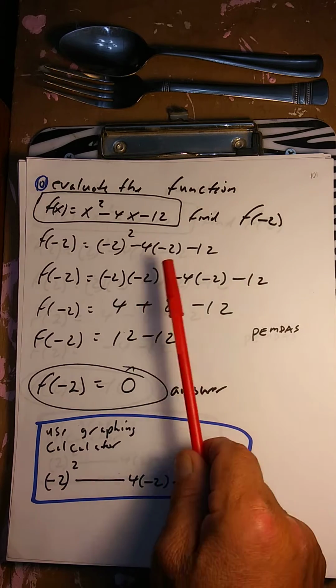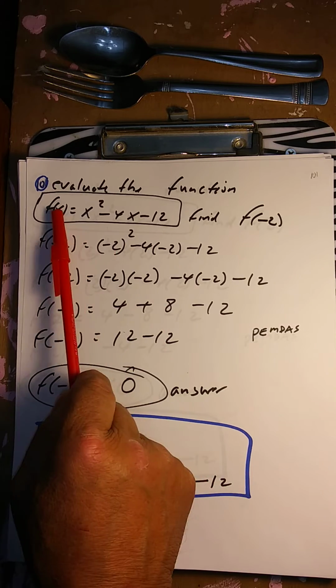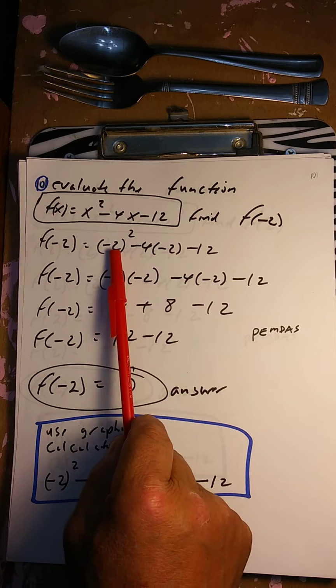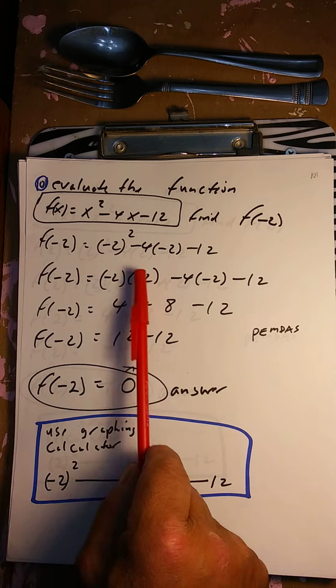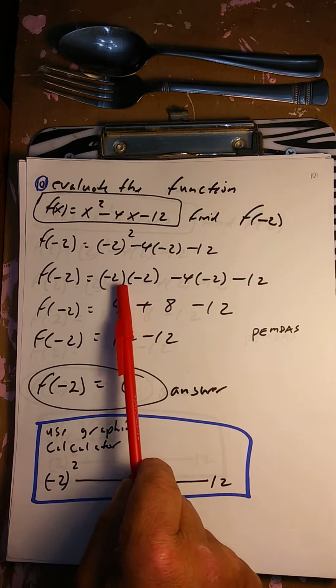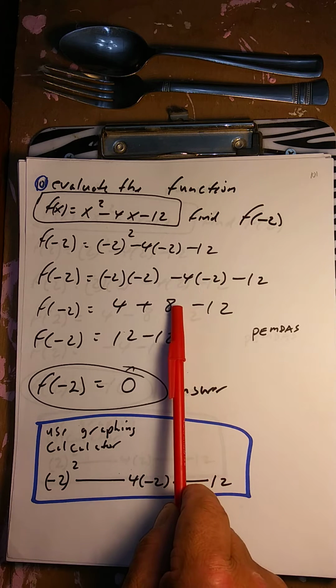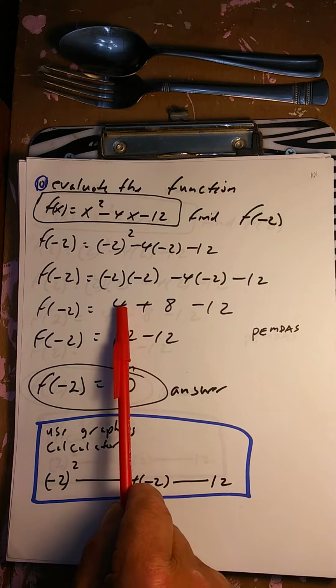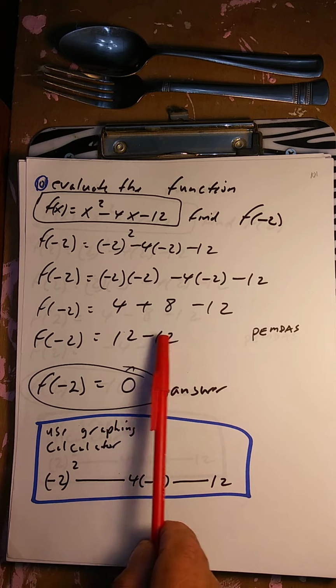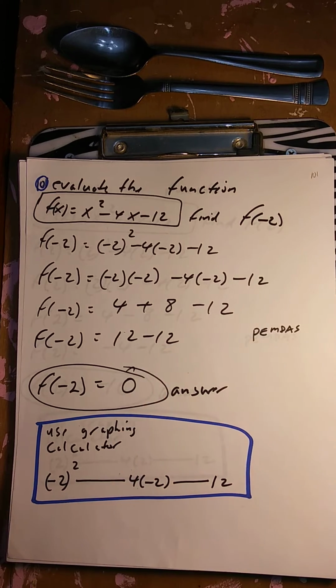Alright, evaluate the function. So, f of negative 2. Put a negative 2 for the x's right there, right there, right there, there, there, there. So now, negative 2 squared means what? A negative 2 times a negative 2, which is this right here. Minus 4 times negative 2. So negative times a negative is a positive, and bring this down. So 4 and 8 is 12. Bring this down. So 12, take away 12 is 0.